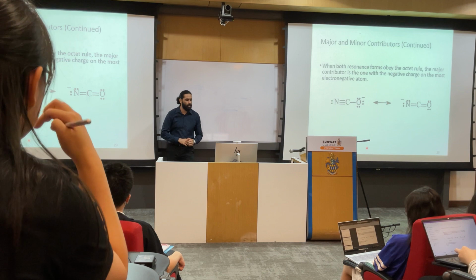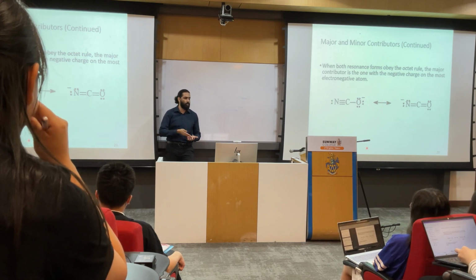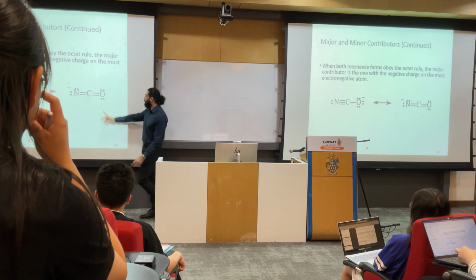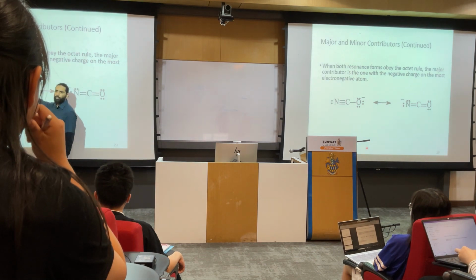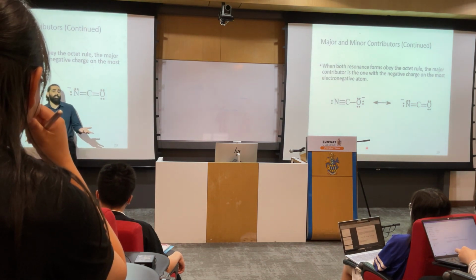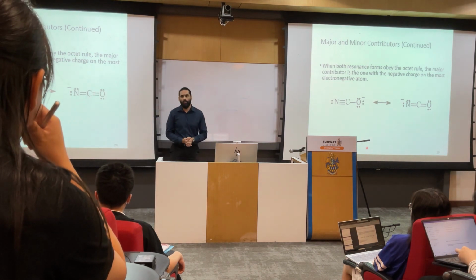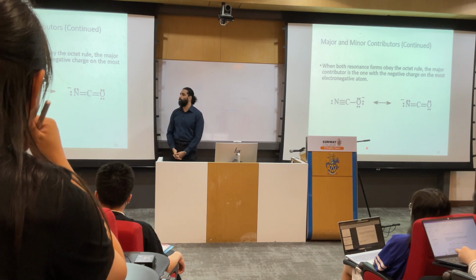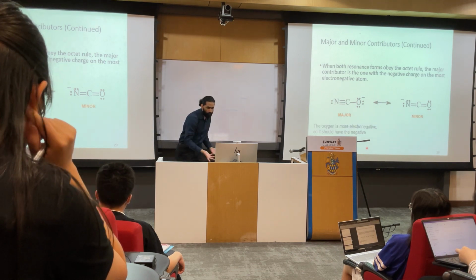Another example where we will probably see the next rule. The next rule was, when both resonance forms obey the octet rule, the major contributor is the one with the negative charge on the most electronegative atom. So here we have a negative charge on nitrogen, but here we have a negative charge on oxygen. Now this is trivial information that oxygen is more electronegative than nitrogen. That's why the first structure should be the major contributor. Right? Correct?